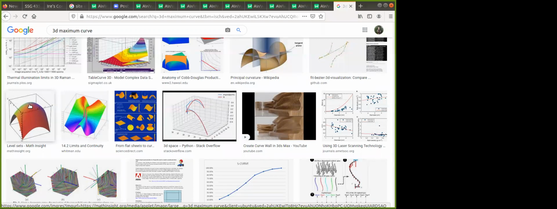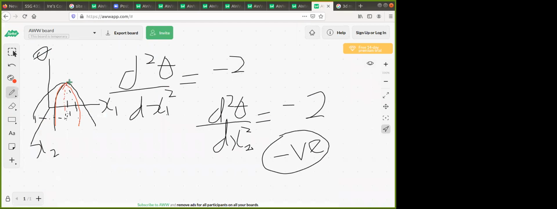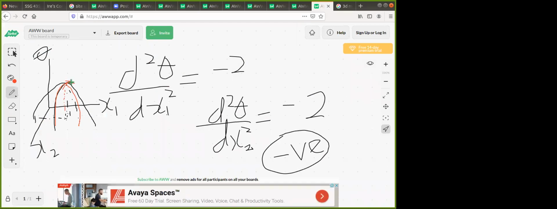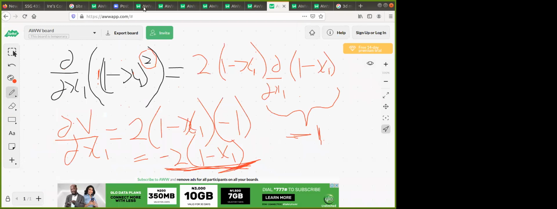But this maximum point here, for the type of question we're trying to solve now, means at points when x1 is 1 and x2 is 1, at this point here, if you trace it down to the xy plane, you get x1 as 1 and x2 as 1. So you can also find what value of theta is. Looking at our graph here, this maximum point is the value of theta at the maximum, which will correspond to this place. Now, for you to find this value, you go back to the initial function.